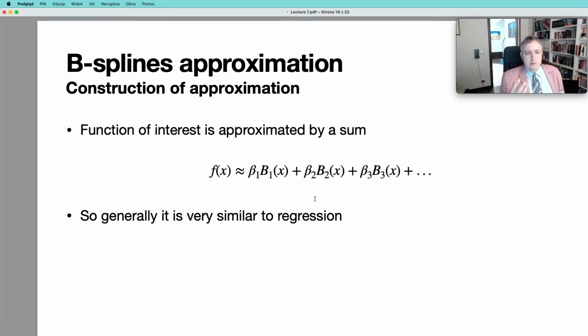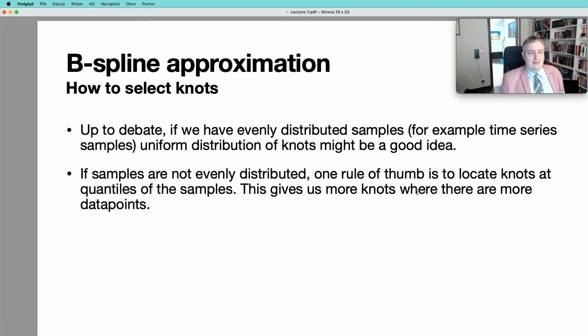So this is very similar to regression, because B-splines can be considered as our predictors. Using them on the independent variable, you get functions of this independent variable, and you can use them as elements of the design matrix. And the question is how to select nodes.